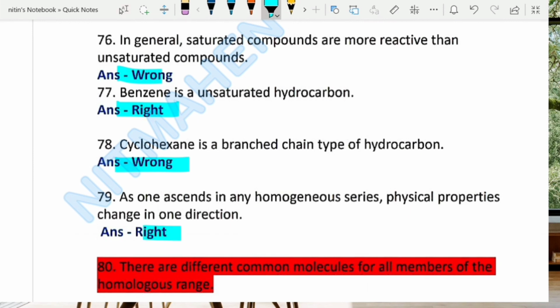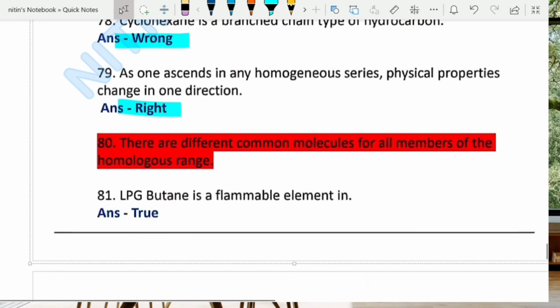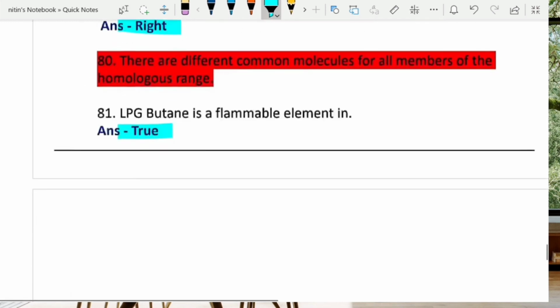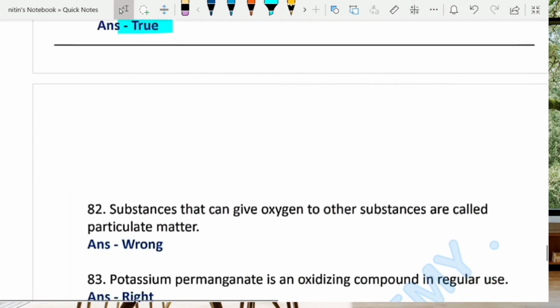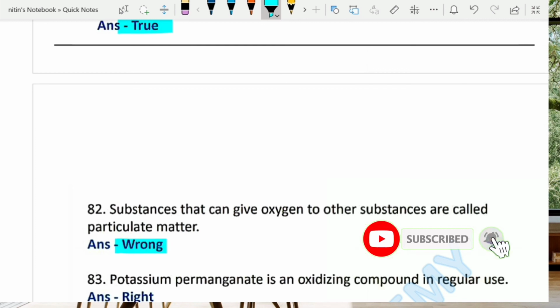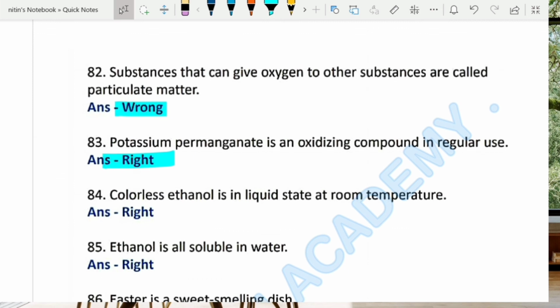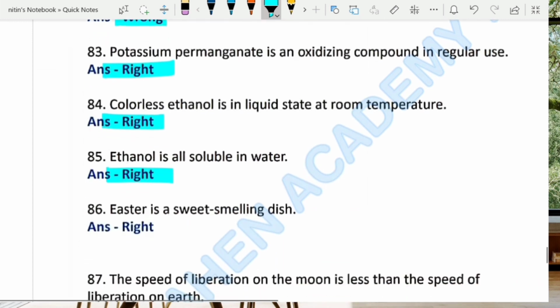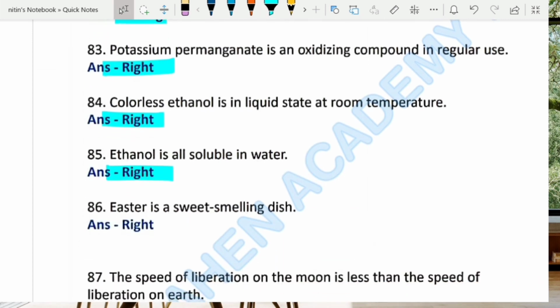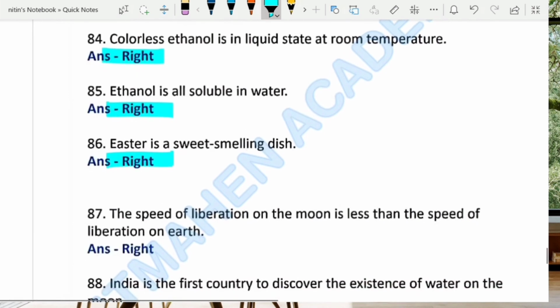Physical property change in one direction is right. LPG is butane. LPG butane is a flammable element. True. Next, substances that use oxygen are called particulate matter. Wrong. Next, potassium permanganate is an oxidizing compound. Right. Ethanol is a colorless liquid at room temperature. Right. Ethanol is soluble in water. Right. Ester is a sweet smelling substance. Right.